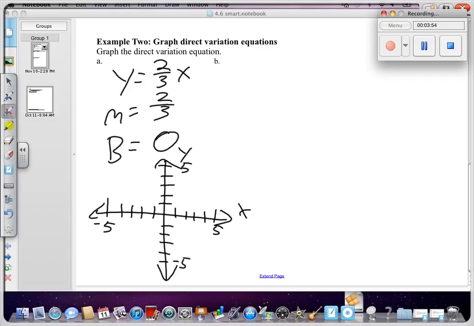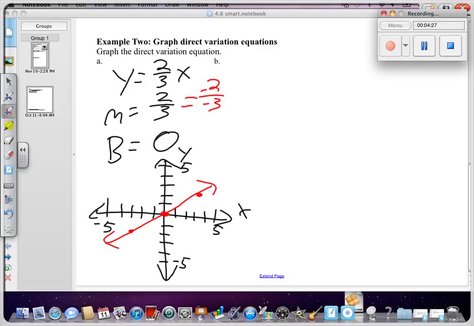So we're going to start with 0, which is our y-intercept. And then we're going to follow our slope. From 0, I'm going to go up 1, 2, over 1, 2, 3. Or I can do the opposite, because negative 2 over negative 3 also gives 2/3. They're the same thing. So I'm going to start here, go down 1, 2, over negative 3. And I get a nice straight line, and direct variation goes through 0.